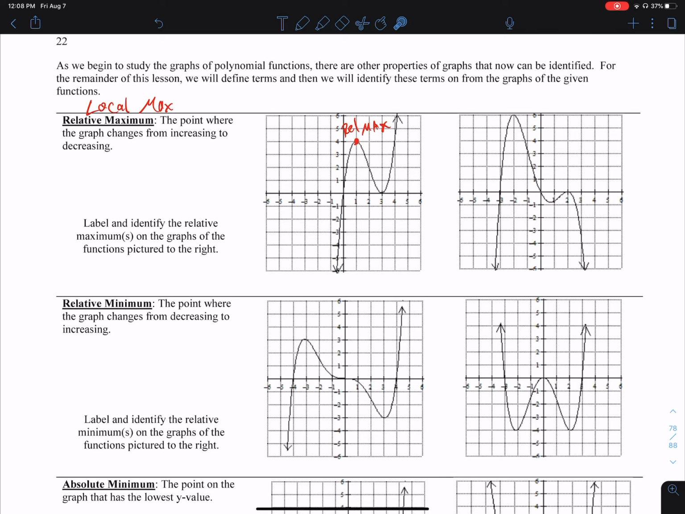On the graph to the right, relative maximum is increasing from here to here. It's decreasing from here to here. Therefore, this point right here is a relative or local max. Similarly, at x equals 2, the graph is increasing and then decreasing. This is another local max. Local and relative mean the same thing.